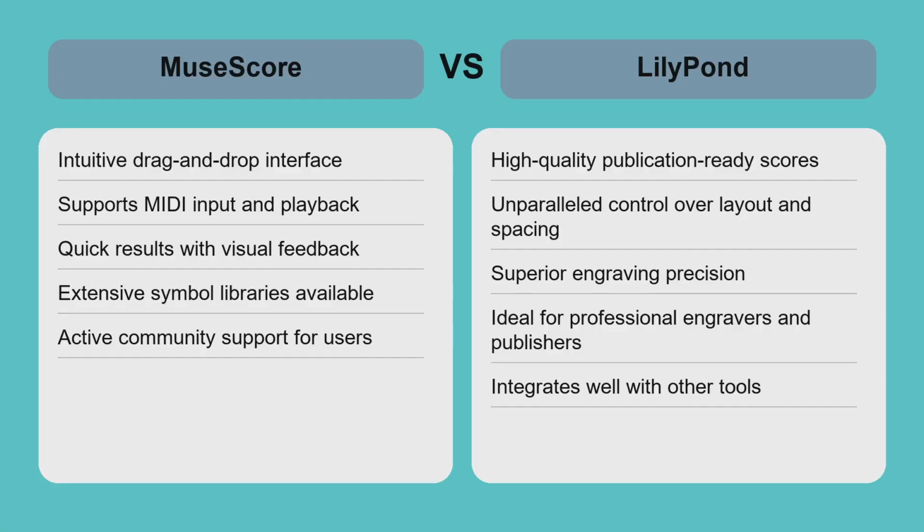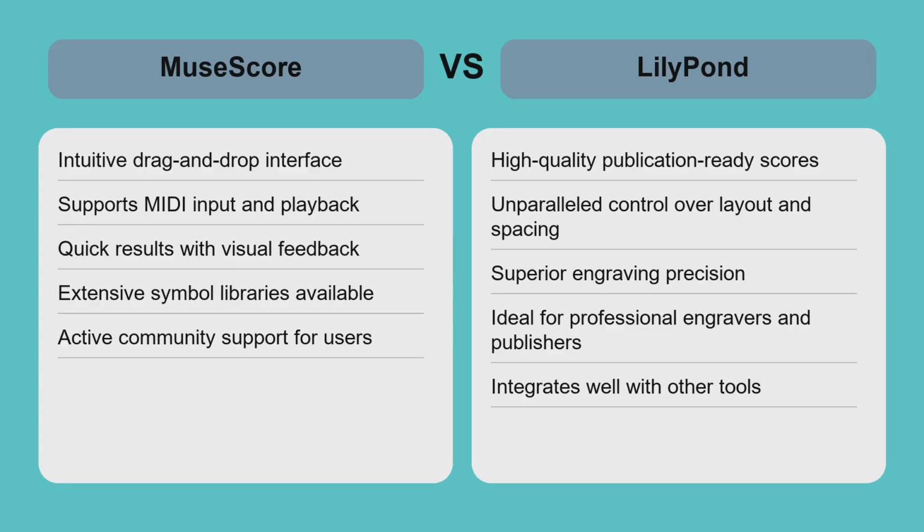MuseScore and LilyPond serve different needs depending on workflow and output priorities. MuseScore excels in ease and speed, perfect for users who want immediate visual results and interactive editing. It's great for classroom settings, quick arrangements, or collaborative projects.